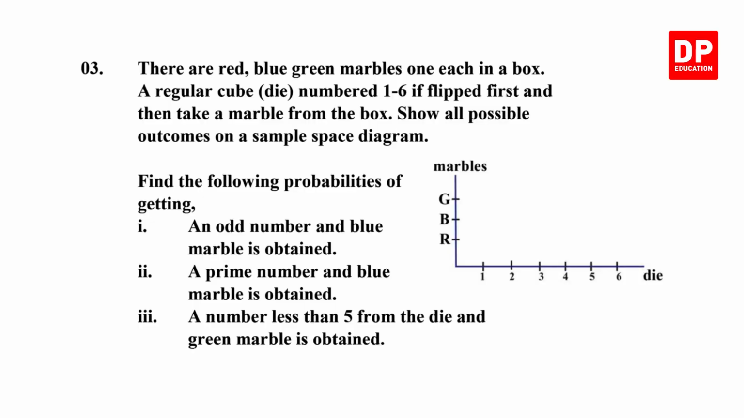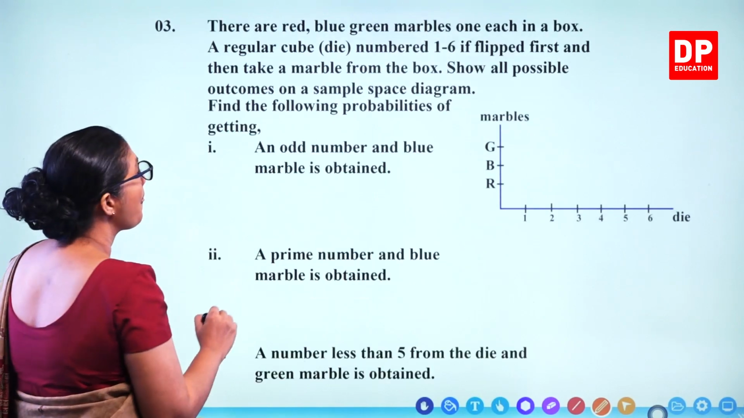Let's take question number 3. There are red, blue, green marbles, 1 each in a box. A regular cube die numbered 1 to 6 is flipped first, and then take a marble from the box. Show the possible outcomes on a sample space diagram, and you have to find out the probabilities. So we'll do it separately.